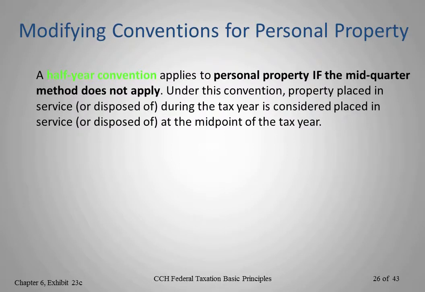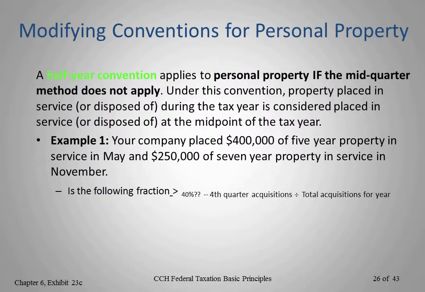The half-year convention applies if the mid-quarter convention does not apply, right? So here's an example. Your company placed some 5-year property in May and some 7-year property in November. So what's the test? The test is the fourth quarter divided by total acquisitions, a ratio that is greater than 40%? If yes, you are mid-quarter. If not, you are mid-year. So when you do this math, the 250 is going to go on top, and the sum of the 5 and 7-year property go on the bottom.